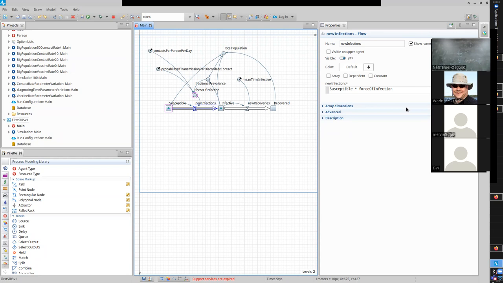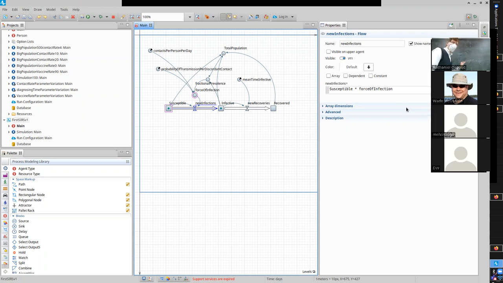Now, you could look into it more and find that it ignores the fact people can't get infected more than once and so on, but it turns out it's pretty good if these numbers are small. People have looked at doing it exactly, and it really doesn't make much difference. So this is the formula, but I want you to make sure you understand these different components.